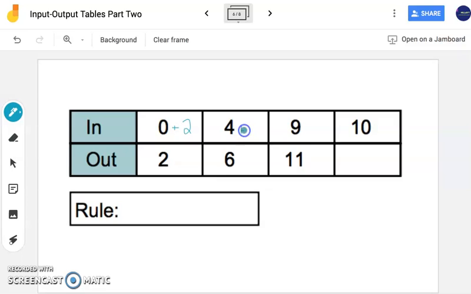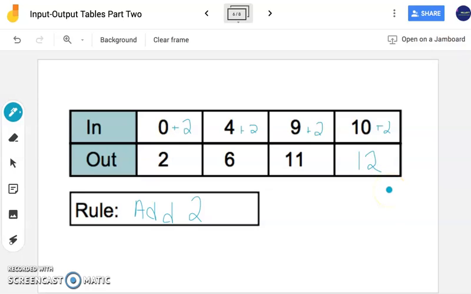Let's see, 4 plus 2 is also 6. 9 plus 2 is also 11, so it looks like I have my rule of adding 2, or you can just select add 2. So it looks here by the given values in my table, I was already able to identify a rule. Now that I know my rule, I can find the missing value here. So 10 plus 2 is 12. And that's my missing value in the table.